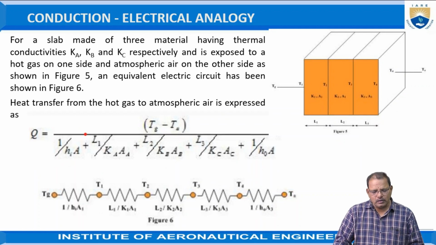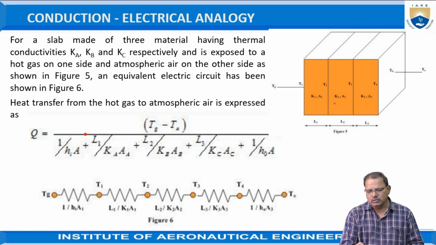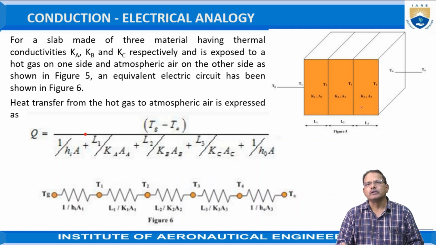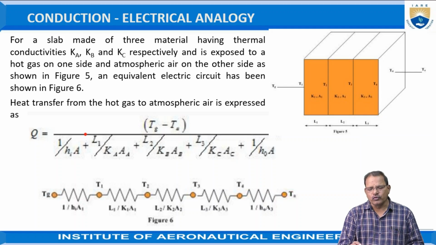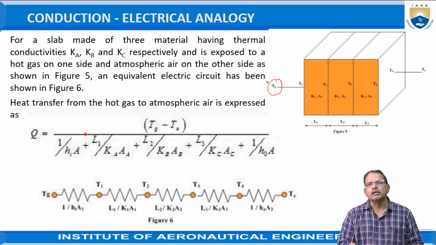Similarly, consider three slabs, blocks 1, 2, 3. The heat energy flows from the hot fluid, maintained at T alpha, to the outside at Ts through the composite wall. That means it is made up of three different materials in the form of layers.